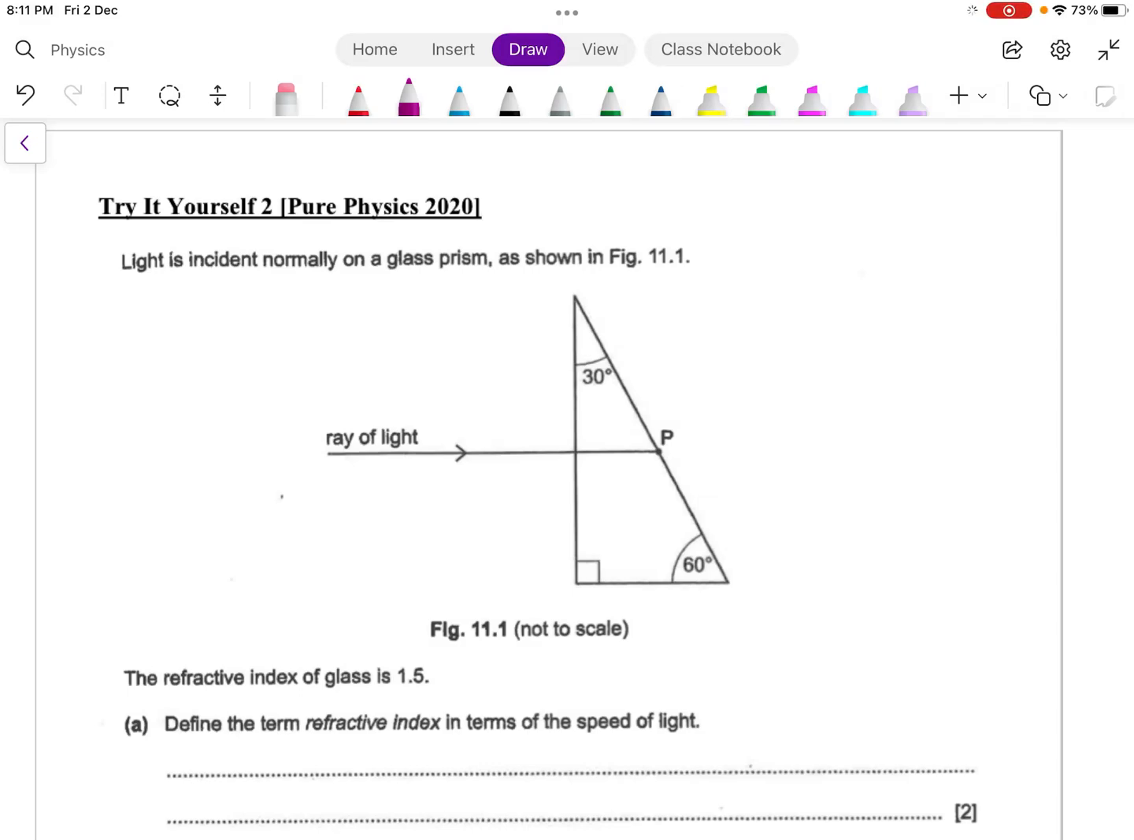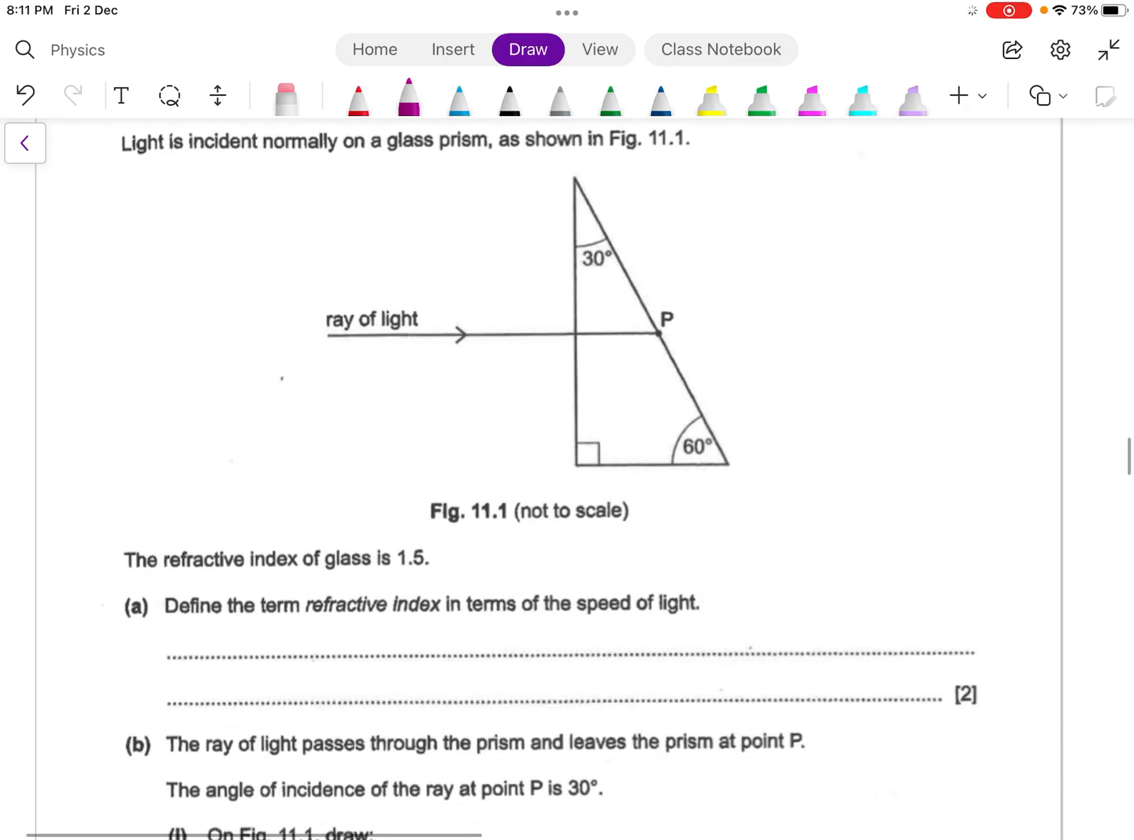Alright, so let's take a look at this Physics 2020 Trial Self 2. We have light incident normally on a glass prism as shown. The refractive index of glass is 1.5. Define the term refractive index in terms of the speed of light. Okay, so 2 marks, right?